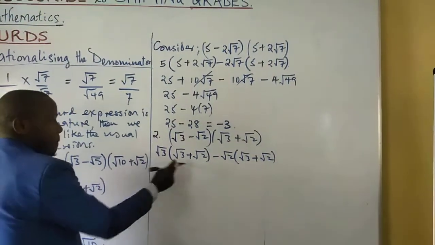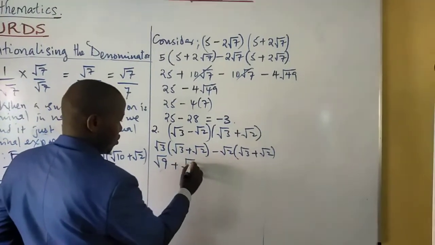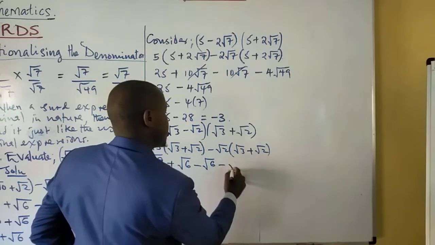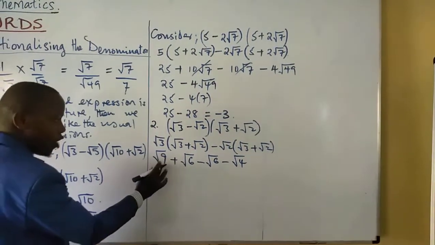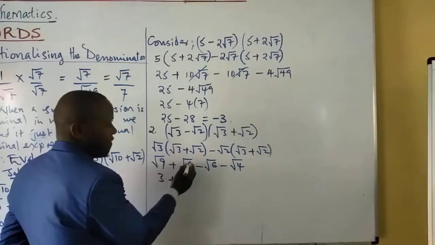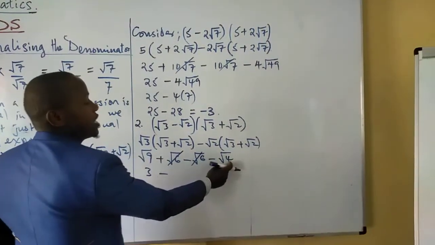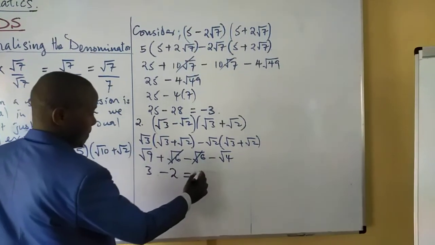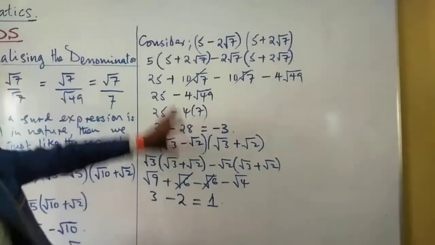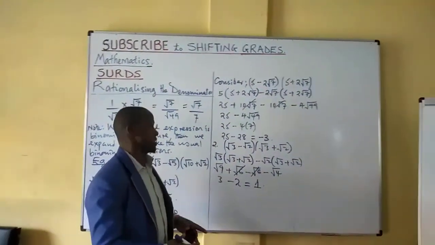Like that. Therefore, opening this gives us root 9 plus root 6 minus root 6, then minus root 4. Root 9 is a rational number. It gives us a 3 plus this one and this one, they cancel out. Root 6 minus root 6 becomes a 0. Minus root 4 is a rational number. It gives us 2. The answer is 1.